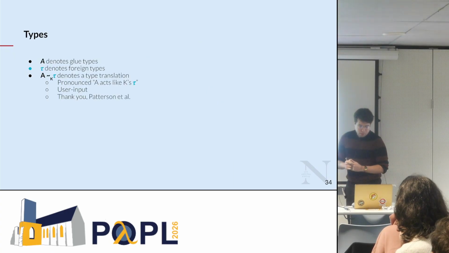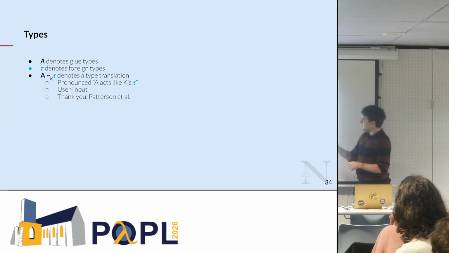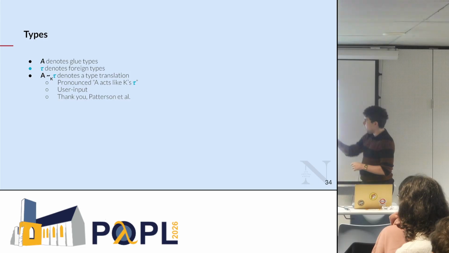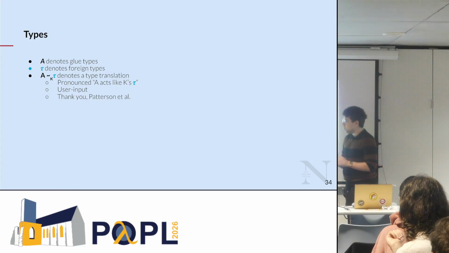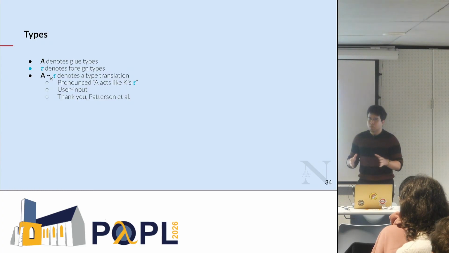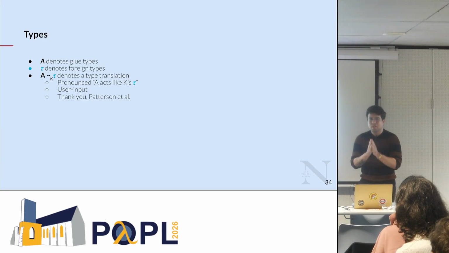So for our types, I'm going to have A denote glue types. I'm going to have a blue tau denote foreign types. And then I'm going to have this A tilde K tau thing, which is pronounced A acts like K's tau, as a type translation. It's a user input, and credit where credit is due, I stole it from Patterson et al. They're colleagues of mine at Northeastern. Thank you so much. I'm staring at the camera. Thank you.